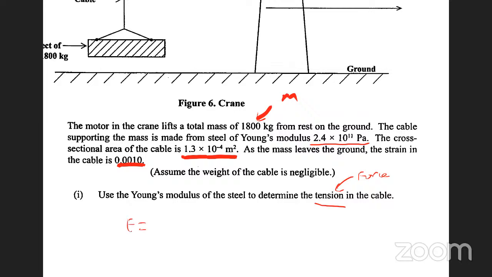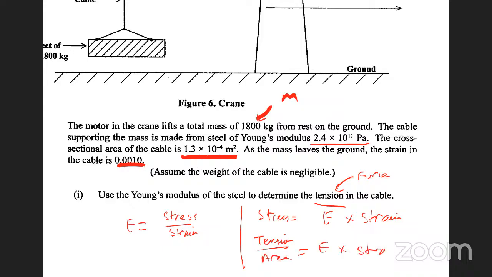Young's modulus is what? Stress over strain. Right? You already know what strain is, right? So it means that stress is the Young's modulus by the strain. Right? But stress is really what? In this case, tension over area. And they give you the area. So that's it. Tension is equal to Young's modulus by strain by area. All right.